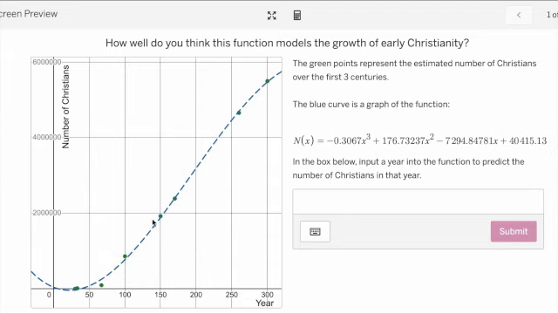And then you can keep following these points all the way through, right? So here we have in AD 100, 861,000 roughly Christians in the world. In AD 150, we have just under 2 million Christians in the world, and so on. So that's what the scatter plot represents.